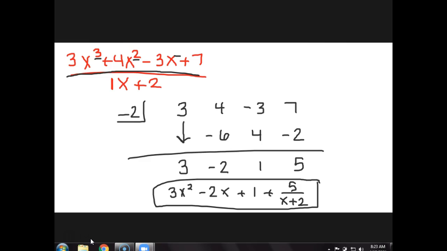All right, let's look at number 30. Did you remember to put 0 placeholders in number 30?